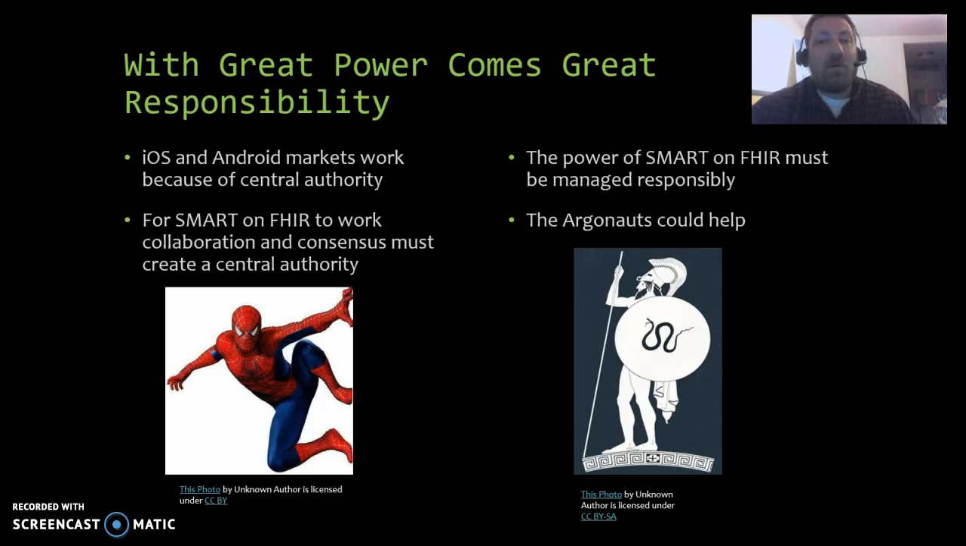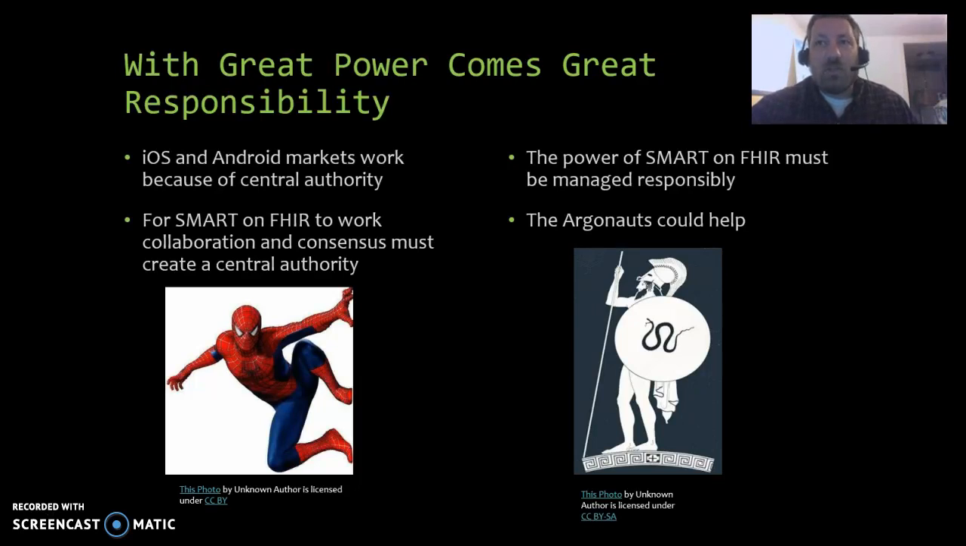I interviewed a developer who has experience in developing Smart on Fire applications, and we were discussing the possibility of a healthcare application marketplace. And he pointed out that those applications are controlled by a central authority. If you want to play in the Android sandbox or the iOS sandbox, you have to play by their rules. So for Smart on Fire to work in healthcare, there needs to be a central authority that can establish rules for anybody who wants to play in the Smart on Fire sandbox.